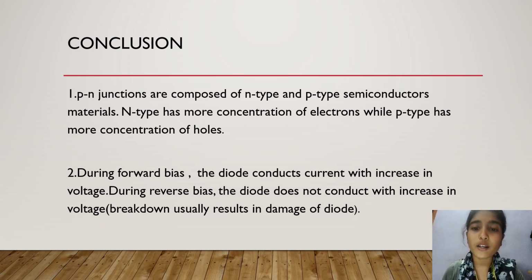PN junctions are composed of N-type and P-type semiconductor materials. The combination of N-type and P-type is what is called a PN junction. N-type has more concentration of electrons and P-type has more concentration of holes. That is the difference between them. During forward bias, the diode conducts current with an increase in voltage, whereas during reverse bias, the diode does not conduct with an increase in voltage. Breakdown usually results in damage to the diode. So we can clearly observe that current increases with voltage in forward bias, and there is no such increase in reverse bias.